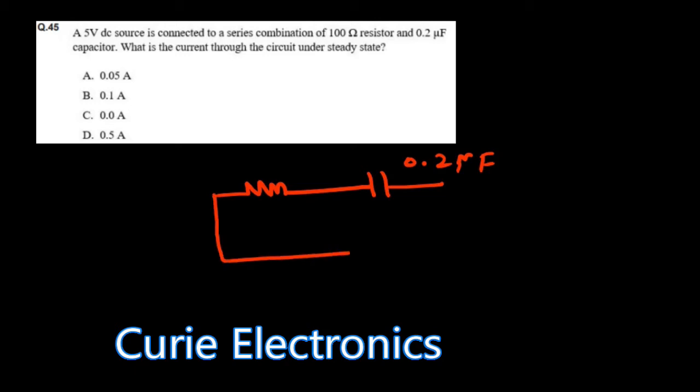A 5-volt DC source is connected to a series combination of a 100 ohm resistor and a 0.2 microfarad capacitor. What is connected? 5 volt DC. What is the current through the circuit under steady state? We know steady state means after 5 time periods of the circuit. At steady state, the current flow is equal to 0. So option C is the right answer.